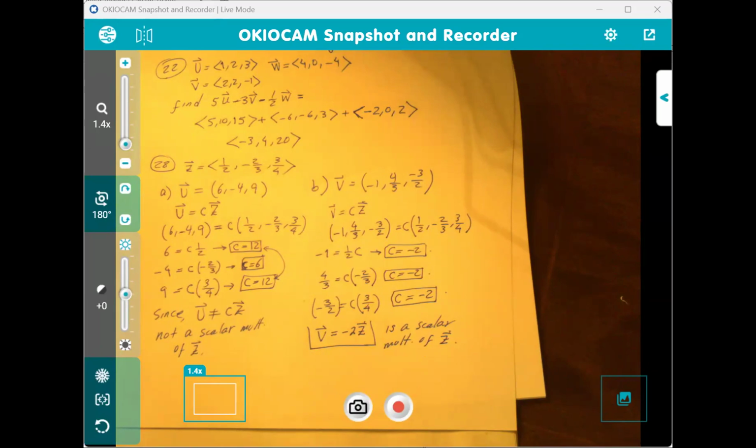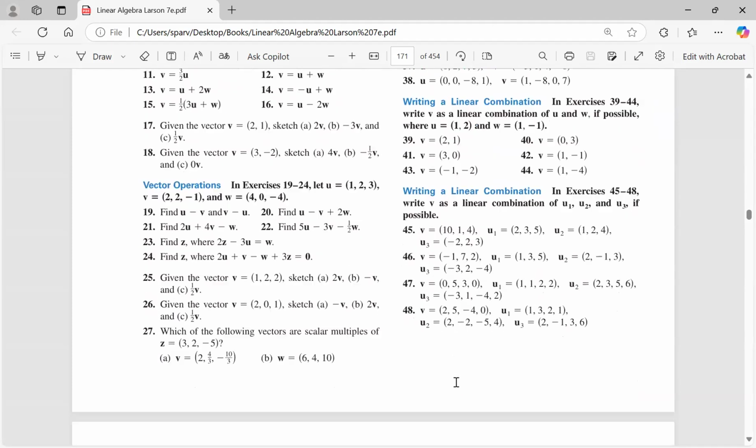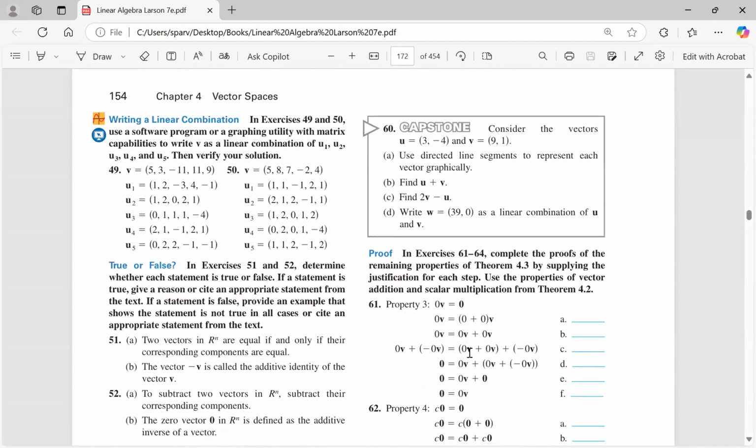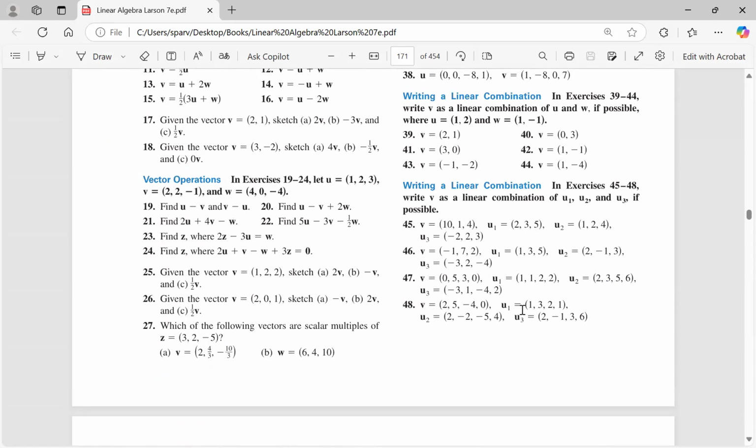The next exercise, I was going to look at something a little different. For instance, let's go all the way to number 48, and then we'll be done with this section. Exercise number 48, writing a linear combination. The question reads, write vector V as a linear combination of these other 3 vectors.